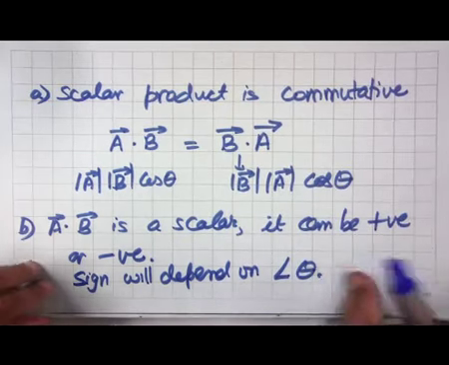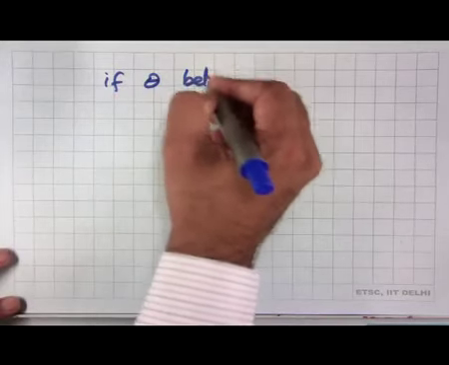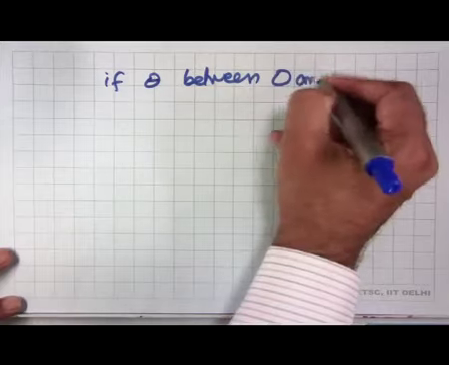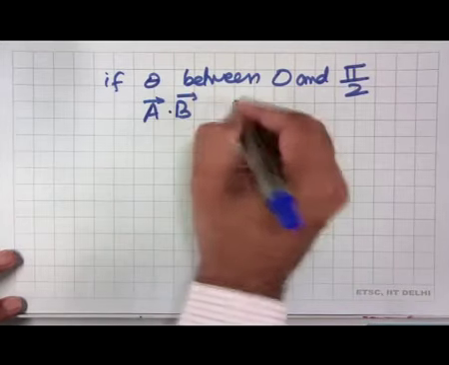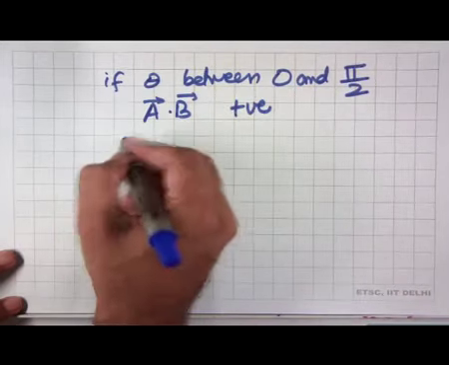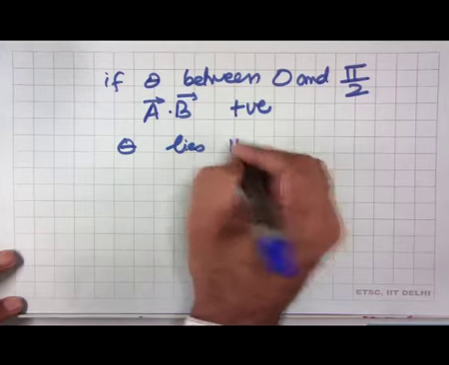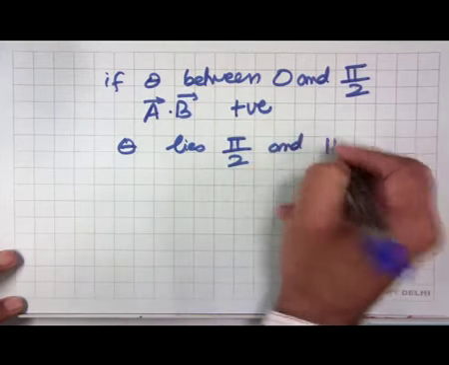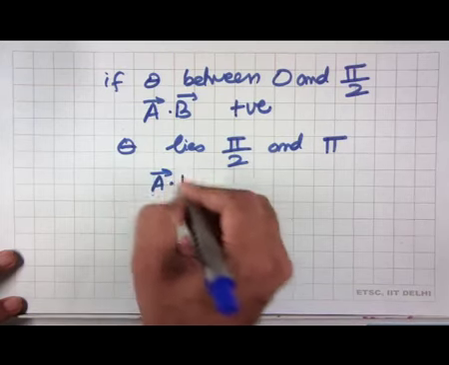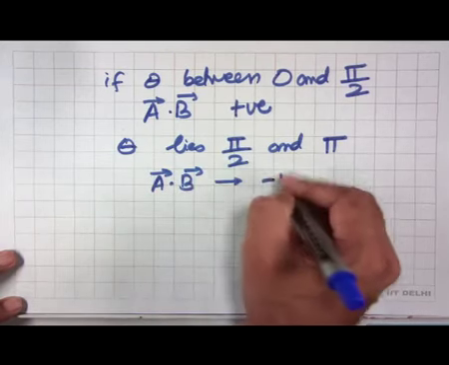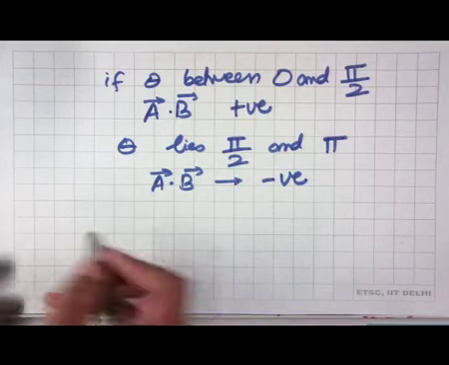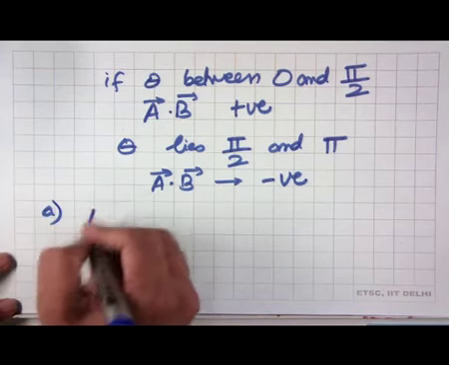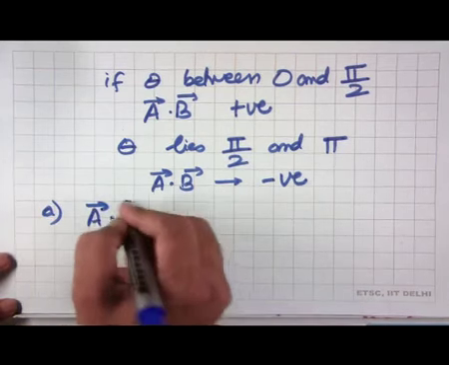If the angle theta is between 0 and pi by 2, then A dot B will be positive, and if theta lies between pi by 2 and pi, then A dot B will be negative. Now, some other things which we look about this.